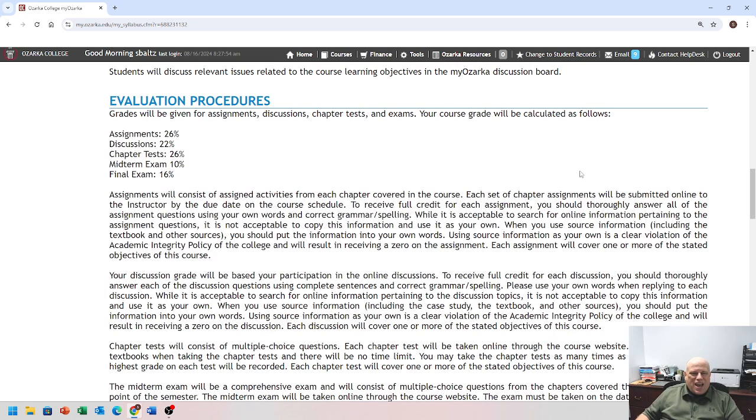Now, the next item on the course syllabus is the evaluation procedures. This is probably the most important part of the course syllabus. All right? So the first week of class, you need to make sure that you carefully read through this section. You need to read through the whole syllabus, but especially this section, because this is what explains how your grade's going to be determined in this class.